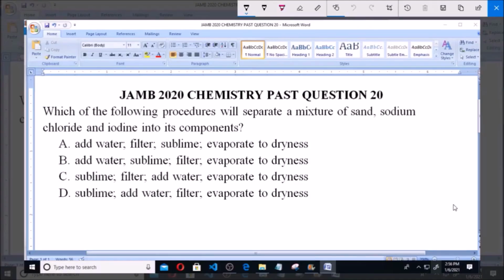Good day and welcome. I will be answering Jamb 2020 Chemistry Past Question 20. Which of the following procedures will separate a mixture of sand, sodium chloride, and iodine into its components?